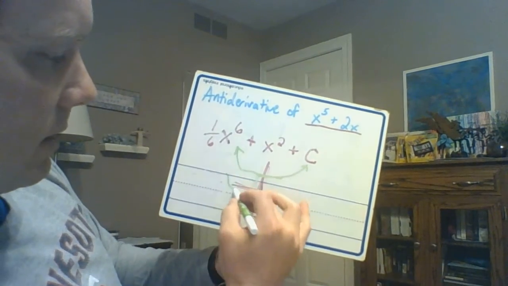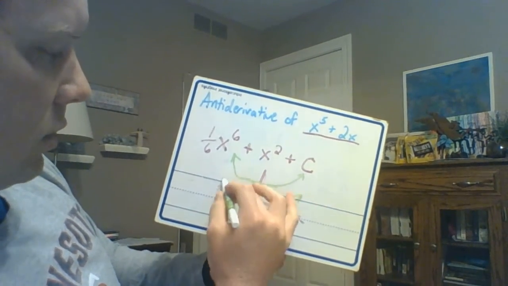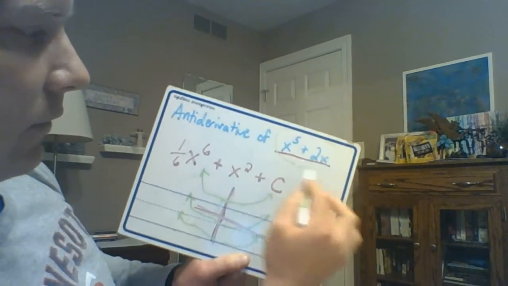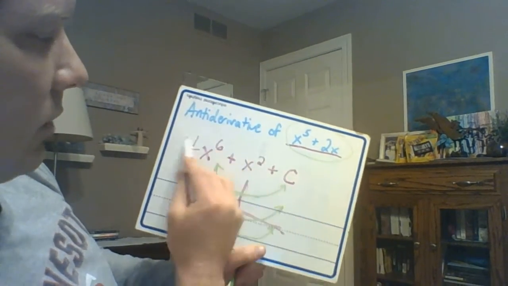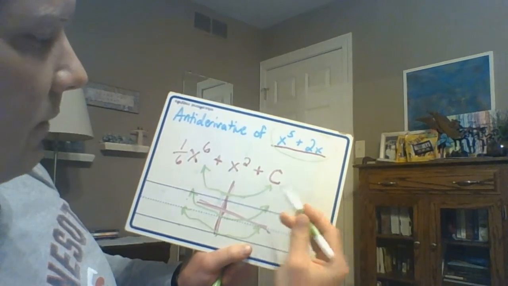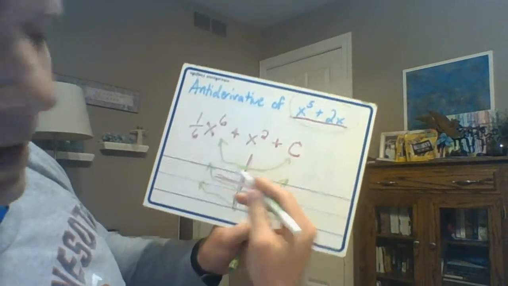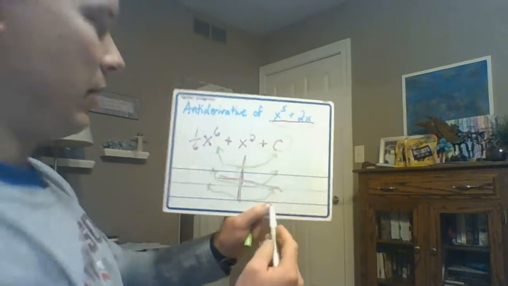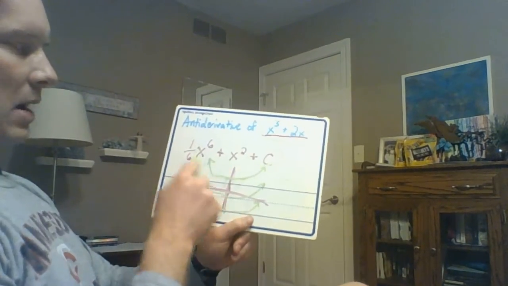That plus c, it could be any one of these, and they're still all going to have this for the derivative, okay? So your antiderivative is going to be a family of functions that can be shifted up or down depending on that c, all right? We'll get into that more later. But for now, know what it means to find the antiderivative.